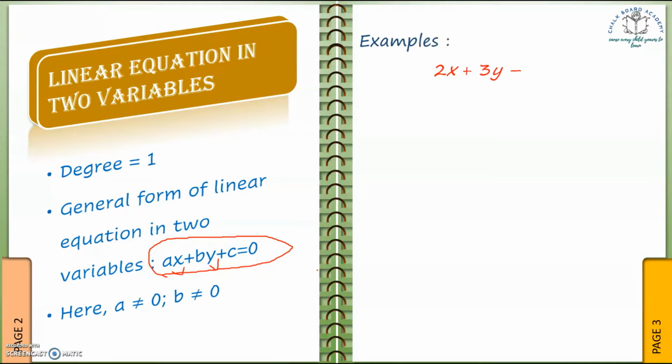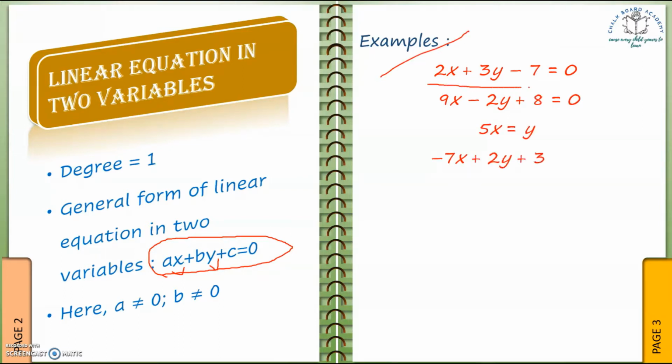The very first example here is 2x plus 3y minus 7 is equal to 0. Here in this example, we have a, we have b and we have c. So a and b are positive numbers here, whereas c is negative. These constants can be any real number. They can be an irrational number like root 3, a rational number like 2 by 3, or a decimal expansion like 1.2, etc.